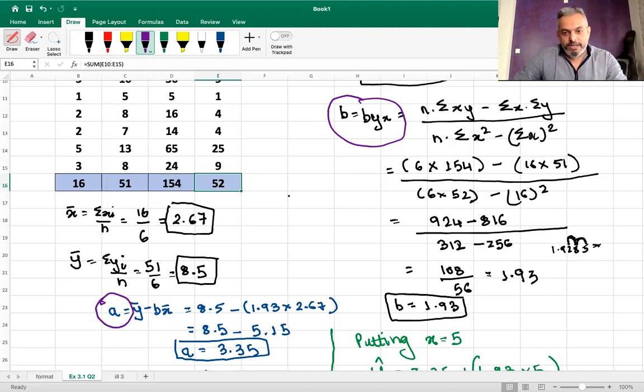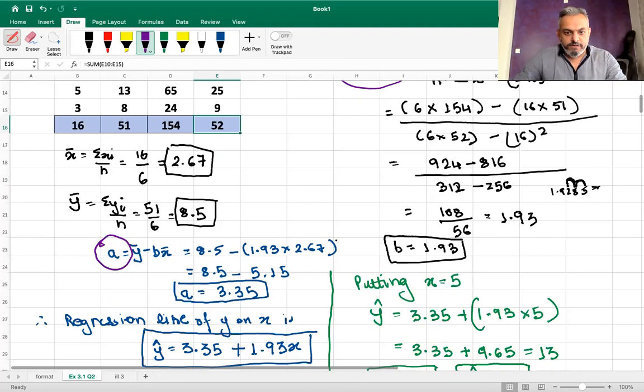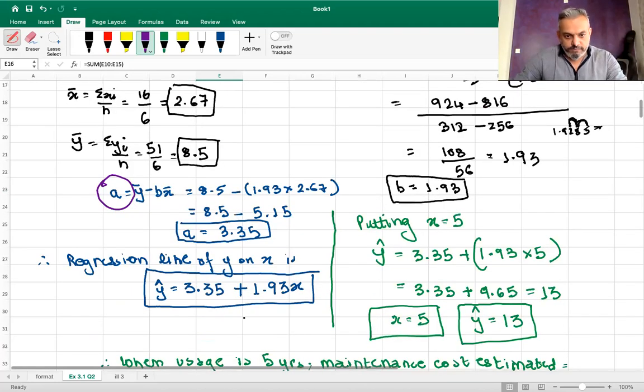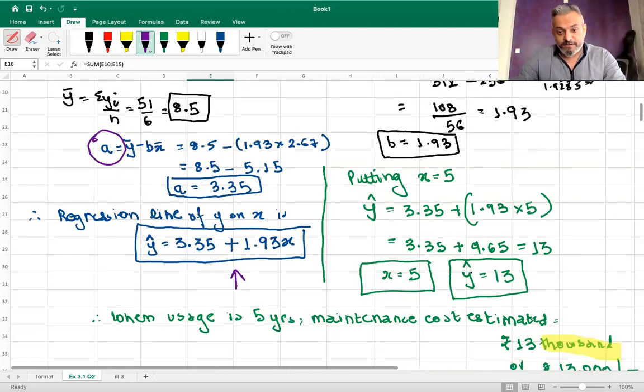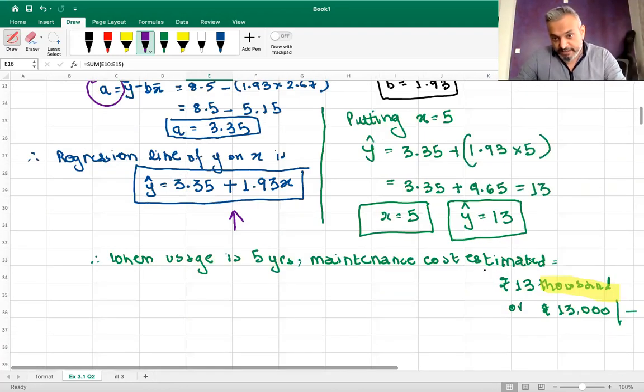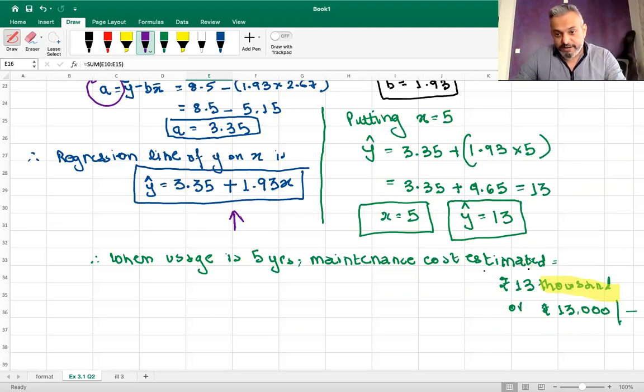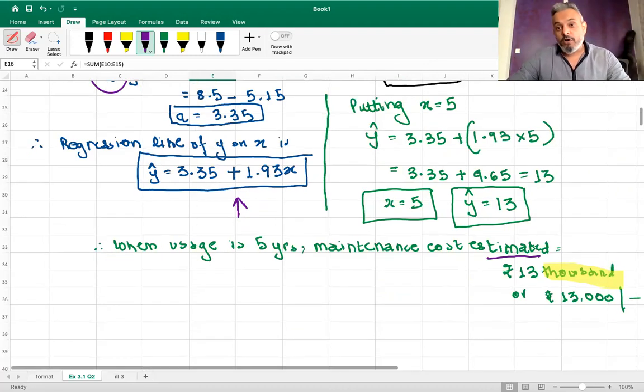We made an equation using this and we got this equation. Now, we estimated that if I use a car for 5 years, what will be my estimated cost? You can see this y cap is the estimate. The estimated maintenance cost is rupees 13,000. So over here we are estimating. Now we have to find the error of estimation.